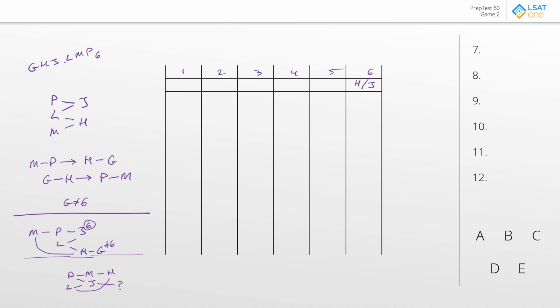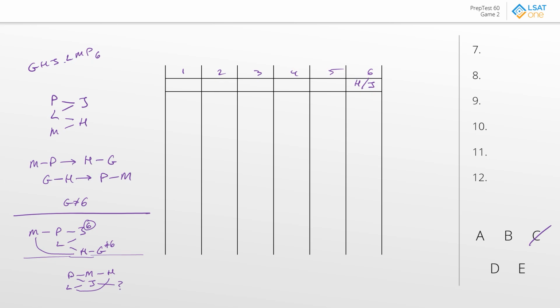The questions themselves. Number 7, which of the following could be the order first to last? So let's go by the rules. First rule, L and M are before H. So going through the answer choices, A is good, B is good, C is not. We have L after H, which doesn't work, so that's out. And then D, L and M before H, L and M before H, we're good with D and E.